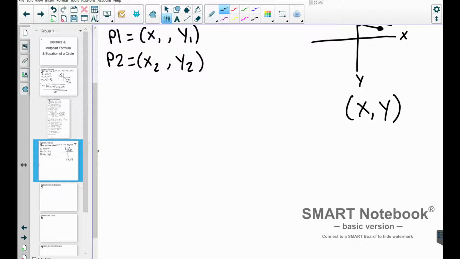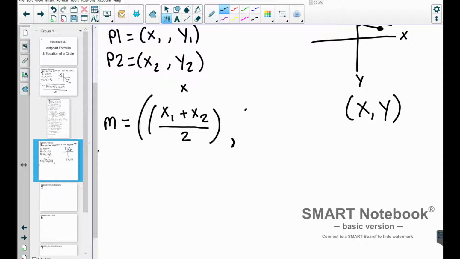So let's see what the midpoint formula is. We say M is equal to x1 plus x2 divided by 2, or over 2, comma, this is our coordinate. So this is our first coordinate. This will be our x. And then the second coordinate is y1 plus y2 divided by 2 as our second coordinate. This is our y.